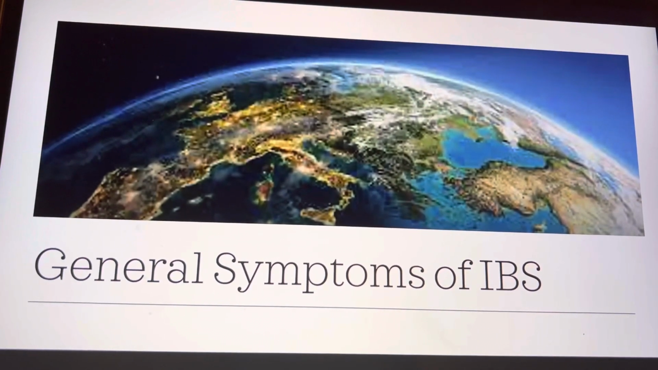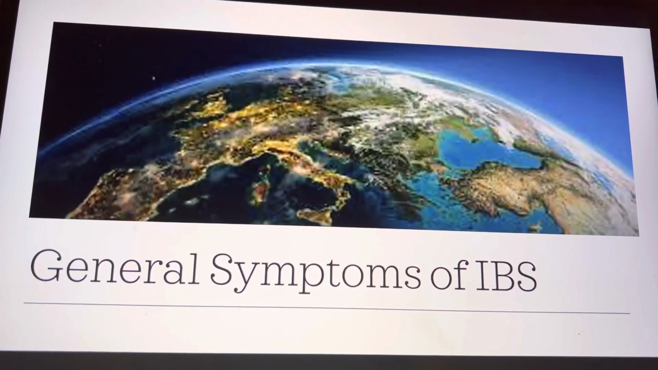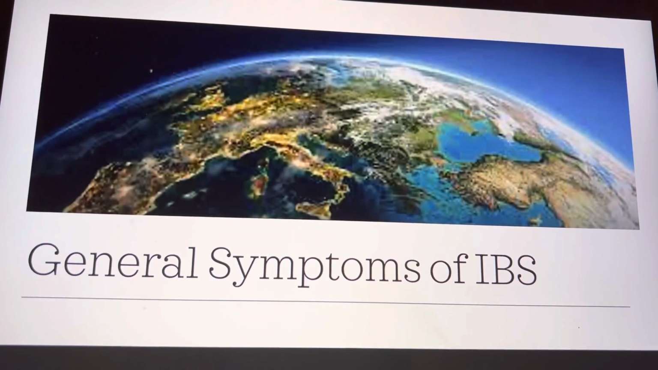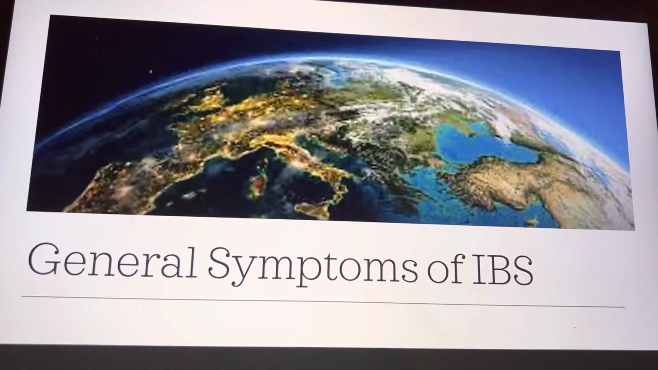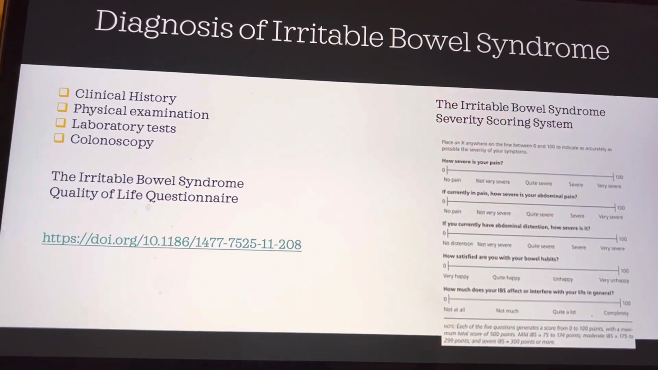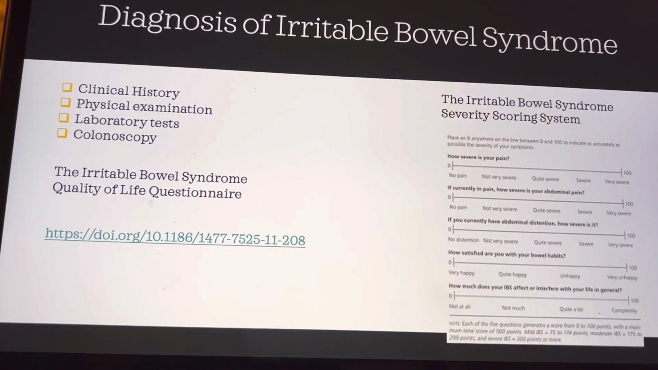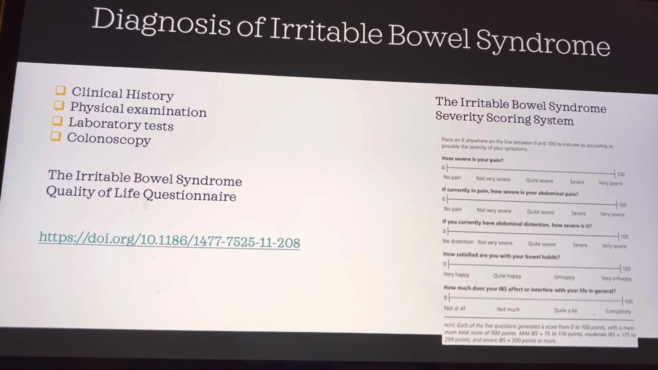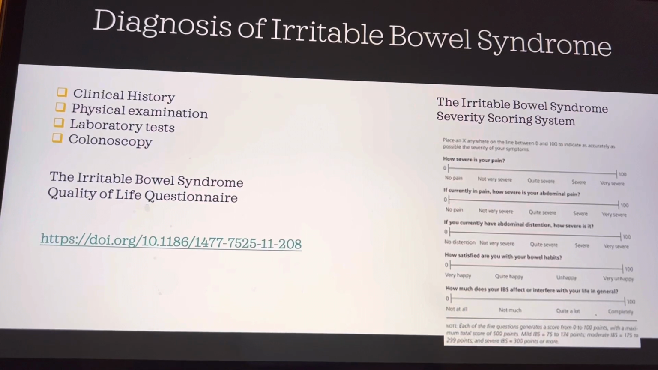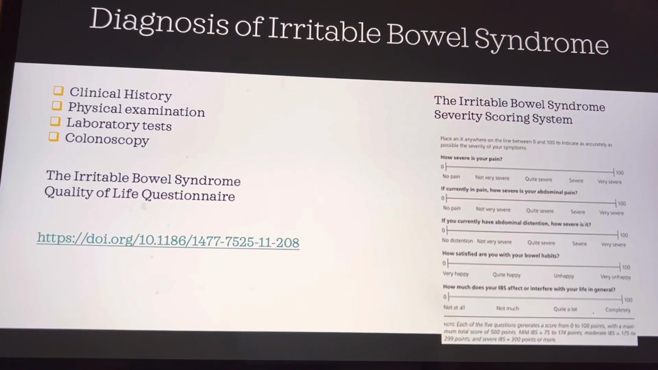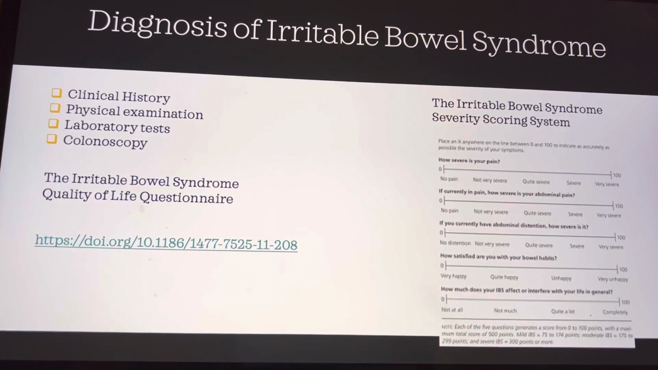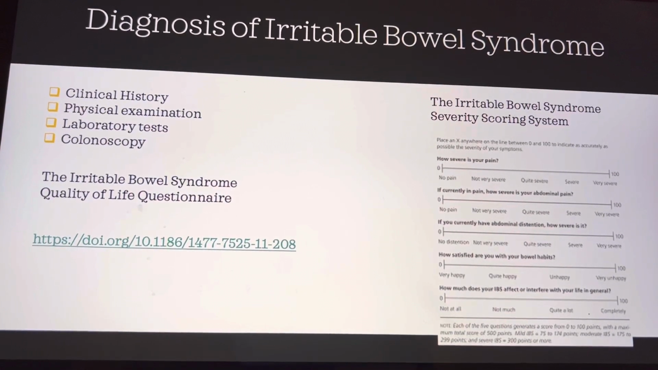Other etiological factors may drive the IBS phenotype, including celiac disease, non-celiac gluten sensitivity, food intolerance, and small intestinal bacterial overgrowth. The diagnosis of IBS should be made on 4 key features: clinical history, physical examination, laboratory tests, and when indicated, colonoscopy. The Irritable Bowel Syndrome Severity Scoring System and the Irritable Bowel Syndrome Quality of Life Questionnaire are validated assessment tools that may be useful in the evaluation of the symptoms.